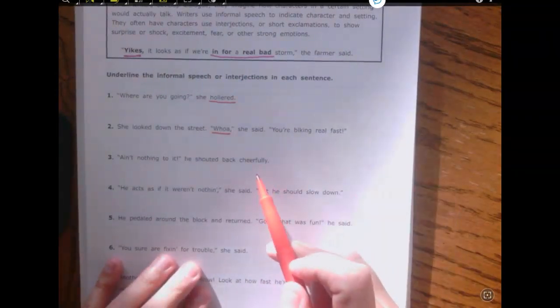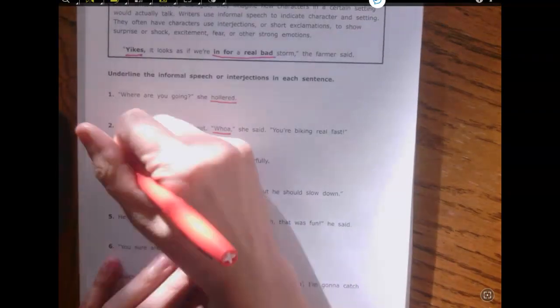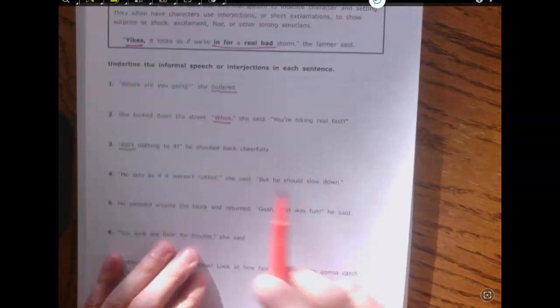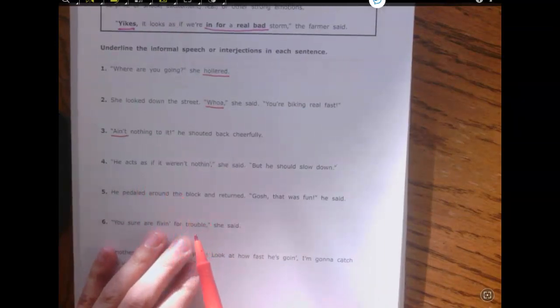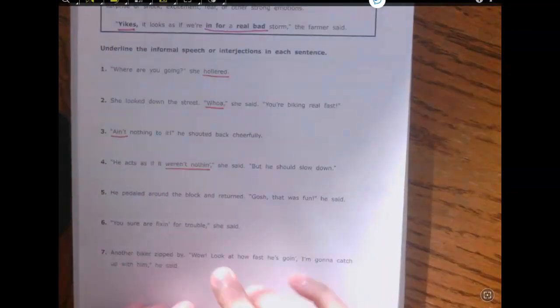Ain't nothing to it, he shouted back cheerfully. Do you see the informal speech in there? Words that we don't usually write? Right here, the word ain't. Usually in written language you would say something else. He acts as if it weren't nothing, she said, but he should slow down. Weren't nothing. There you go.